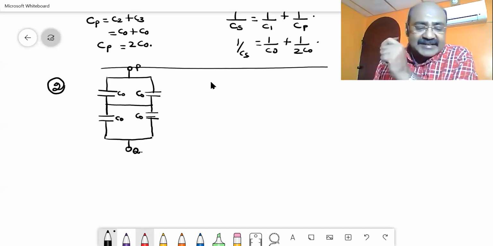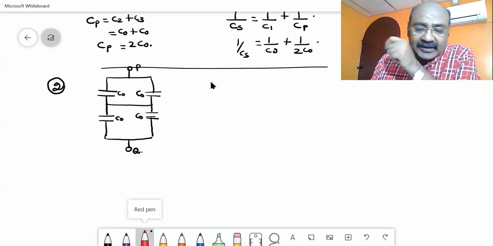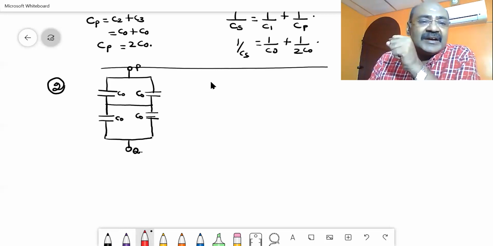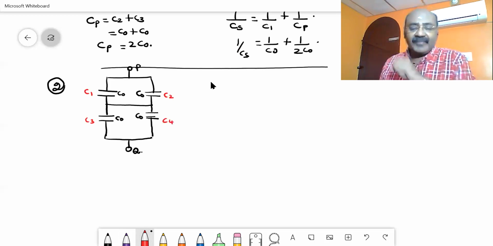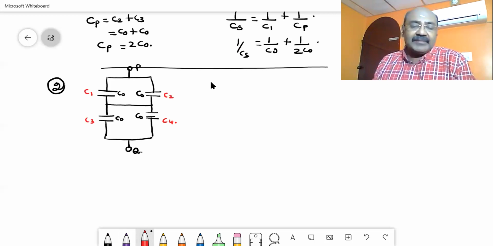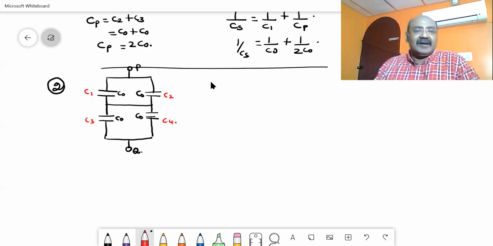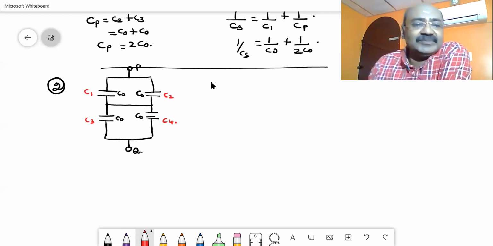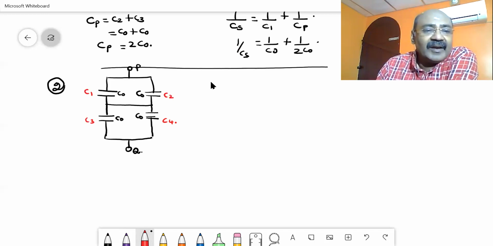For our simplicity, let us mark it out as what? Let us mark this one as C1, this one as C2, this one as C3, and this one as C4. So how to calculate? First of all, you consider C1 and C2. Let us write step 1. What is step 1?